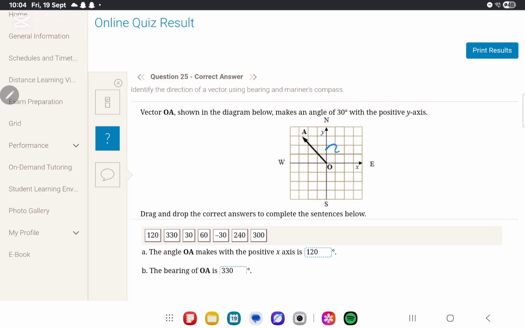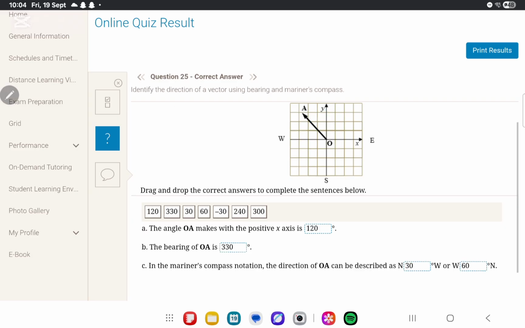The bearing of OA. So this here is 30, right? Then that means this here is 60. Okay, so again, the bearing from the positive y-axis, 90, 180, 270. 270 plus 60 will give me the bearing of the vector. 270 plus 60, 330. That's my final answer for this one.